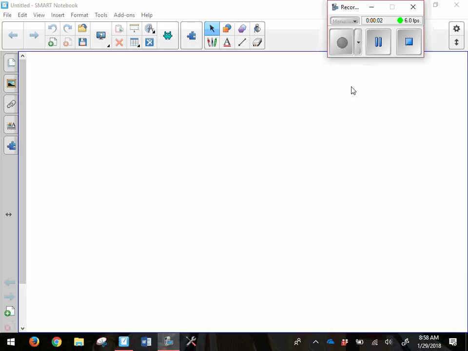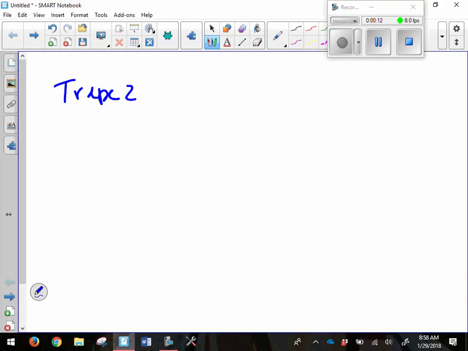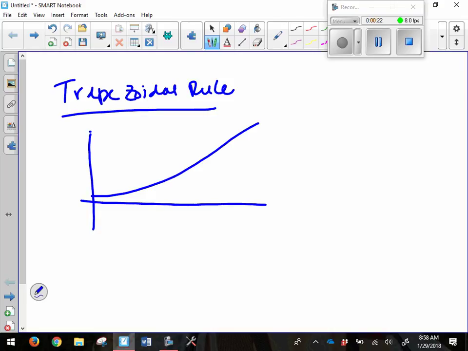Let's get going here. So last week we learned about two different kinds of rules, right? We learned about the trapezoid rule, or the trapezoidal rule. For the trapezoidal rule, what we did was we took our curve and the area under our curve, and instead of making rectangles and having to decide which side of the subinterval we use to determine the height of the rectangle, we just made our little subintervals into trapezoids. And so that was nice.